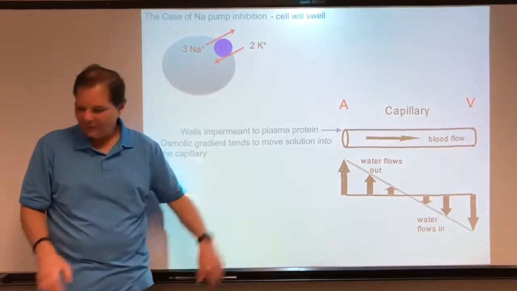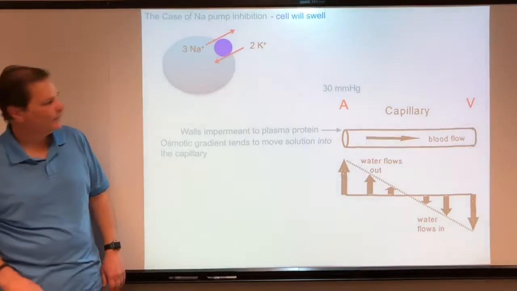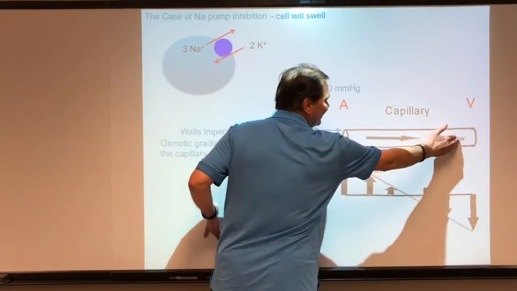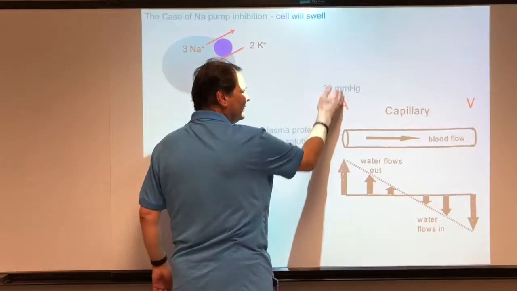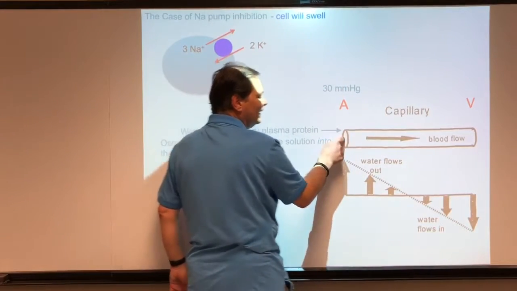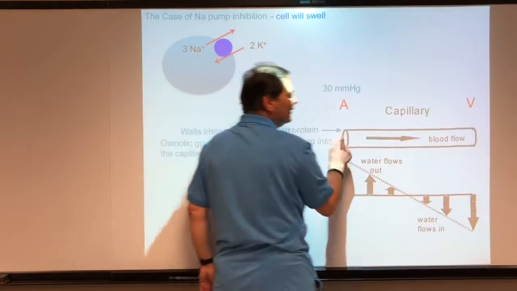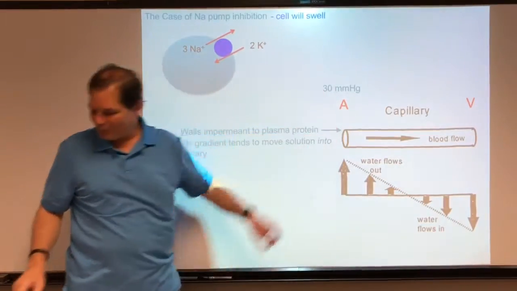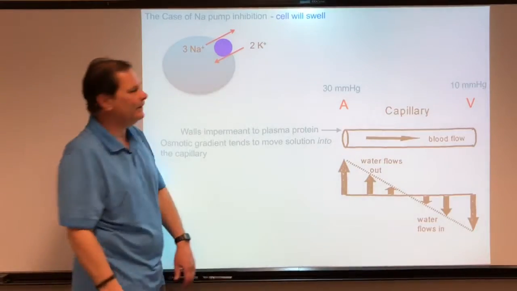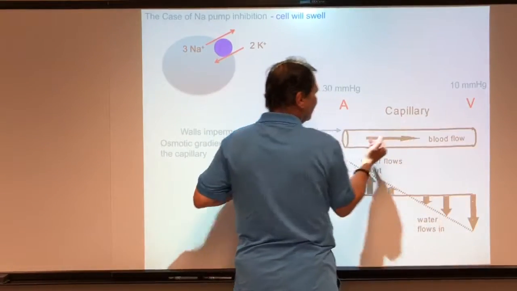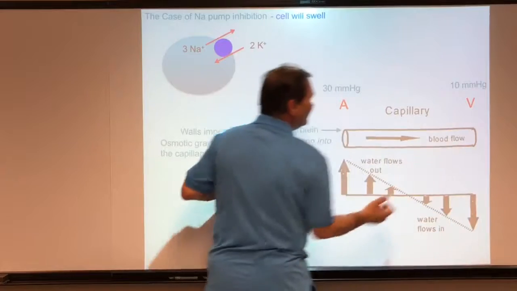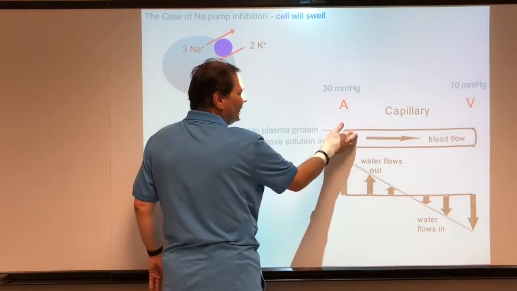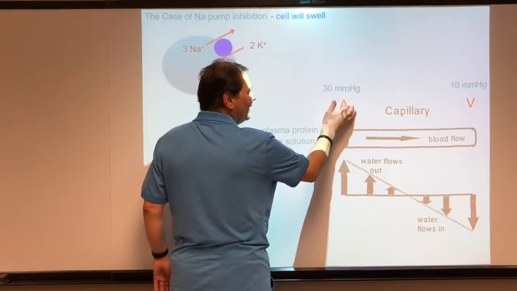That actually is opposed by what we call filtration. So I said blood is flowing from the arterial side to the venous side. That means the hydrostatic pressure is higher here on the arterial side, close to the arteries, than it is here on the venous side, close to the veins. So I have a pressure of 30 millimeters of mercury there. I have 10 here. Blood flows from high pressure to low pressure. So we have a high hydrostatic pressure. And the hydrostatic pressure is higher in the capillary than it is in the tissues.